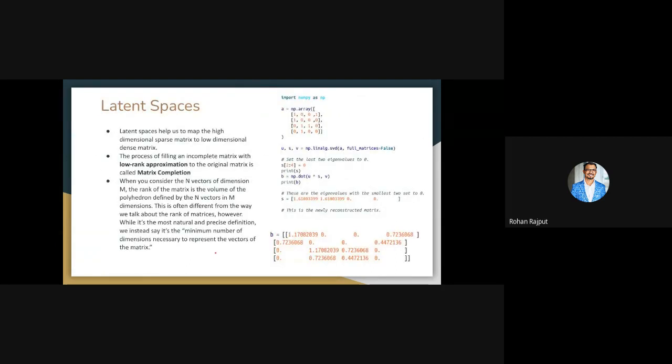When we go to these lower-rank embeddings, we call them the latent space. These latent spaces are the low-dimensional dense matrices we already talked about, where we use a certain kind of approximation method to generate this original matrix.